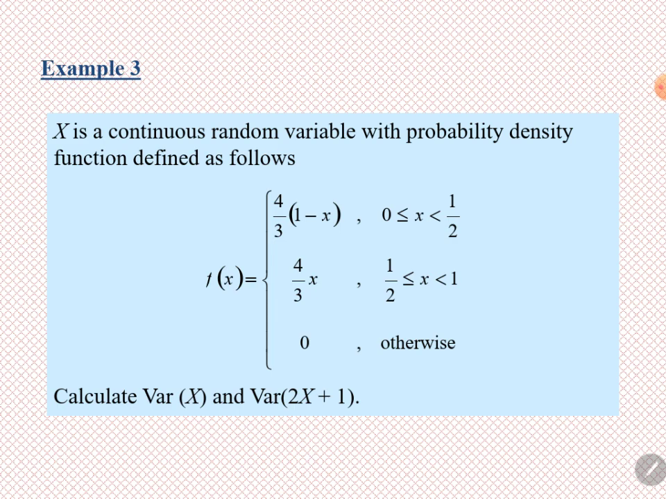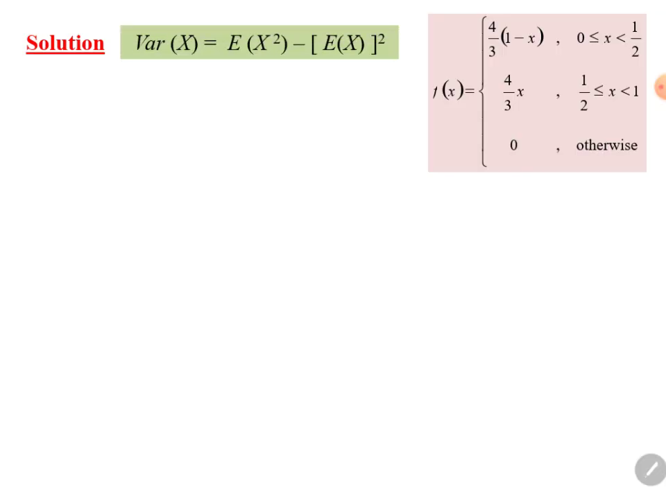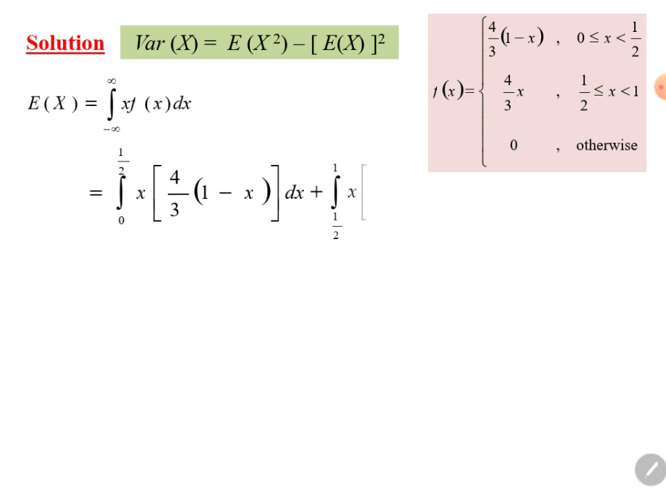Now, example 3. X is a continuous random variable with its probability density function defined as follows. f(x) is equal to this three-piece piecewise function. They ask you to calculate the variance, and the variance of 2x plus 1. So what do you need to do? What is the formula of variance? The formula of variance is the expected value of x squared minus the expected value of x, all squared. What you need to do is to find the expected value of x and the expected value of x squared.